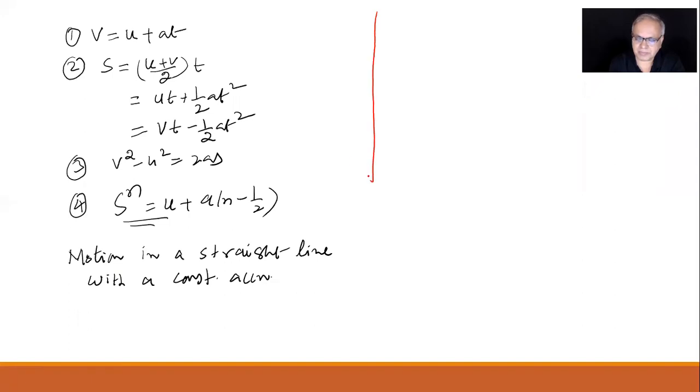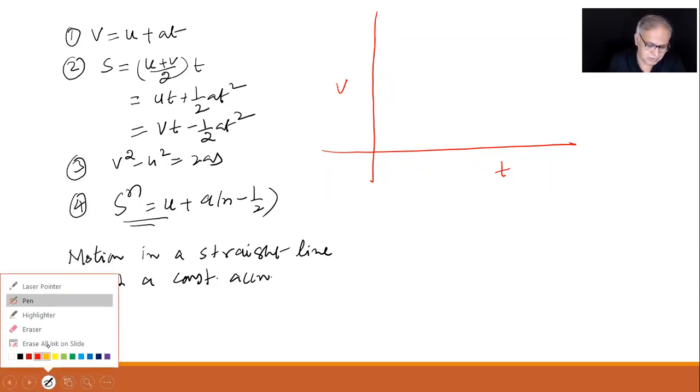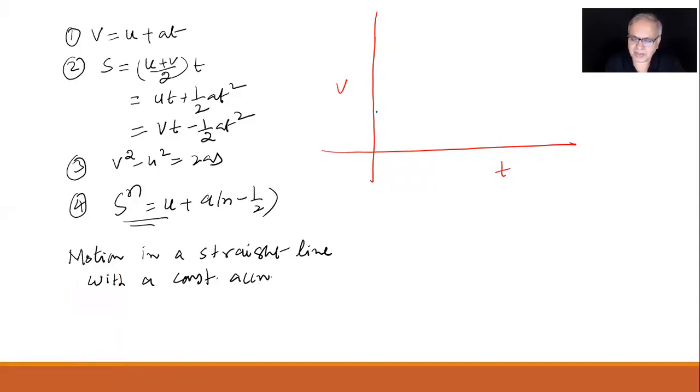That is the velocity time graph. You take velocity on the y-axis, t on the x-axis. Here velocity is a function of time. Velocity is the dependent variable, t is the independent variable. Time keeps on changing and the velocity keeps changing. Now, if the body is starting with initial velocity u and moving with a constant acceleration a, the graph will be like this. It starts from here with an initial velocity u like this.